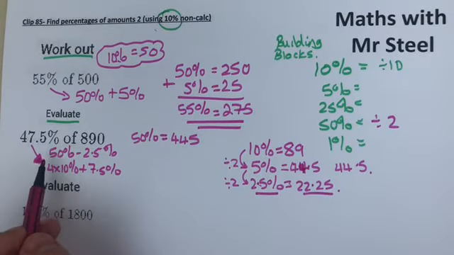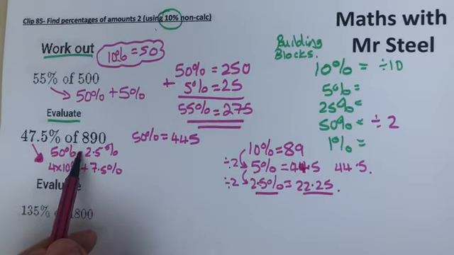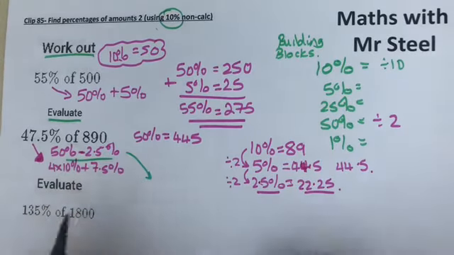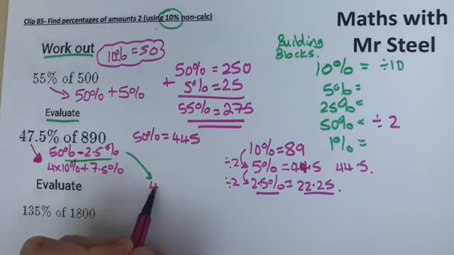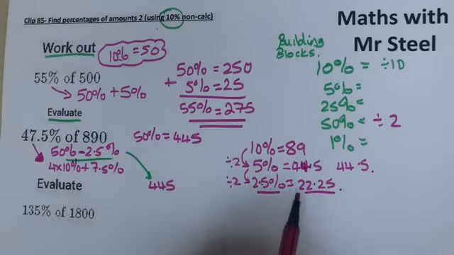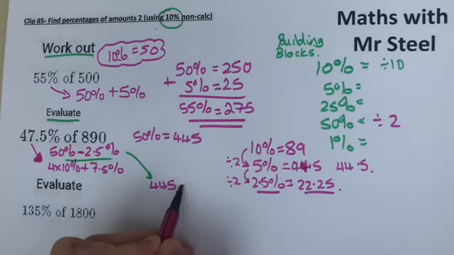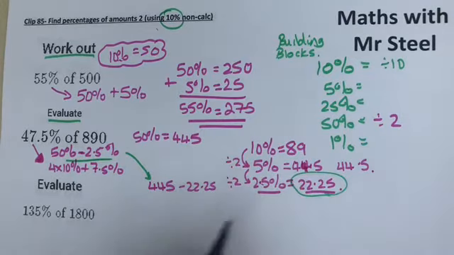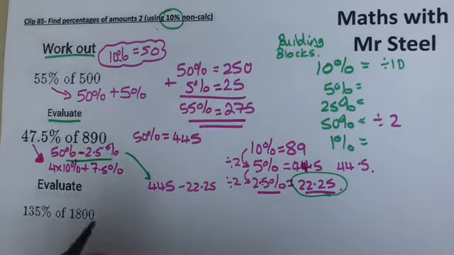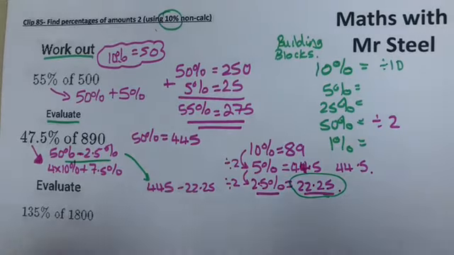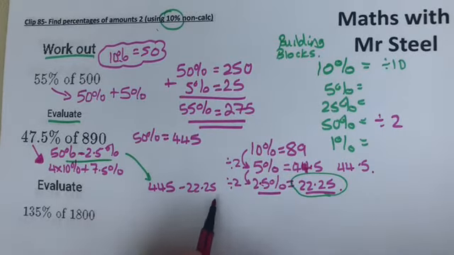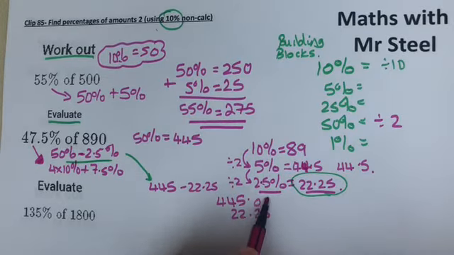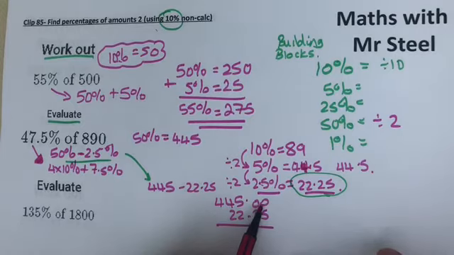This is where it becomes really complicated because you've got so much working out. Go back to the original and see what you were doing. So I want to go from this, what we're going to do. Well, 50% is 445. And then I've got to take away 2.5%, which is 22.25, which I've got from here. So I've got to do 445 minus 22.25. Best way of doing it, write the place value in the right place. Zeros. Okay, so I can't do this.